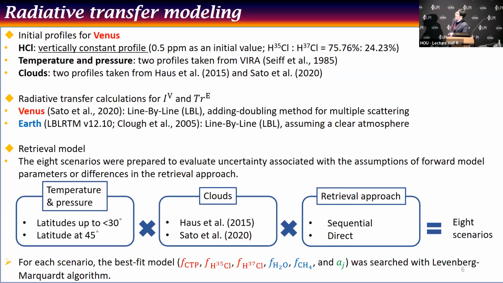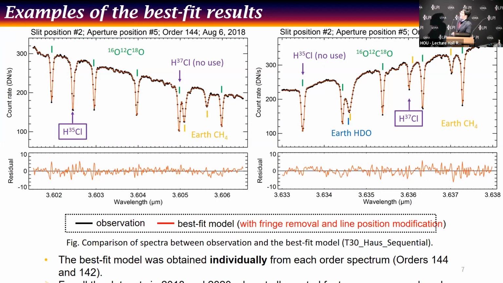And for Earth transmittance, we used another radiative transfer algorithm named LBLRTM under the assumption of a clear atmosphere. In the retrieval model, we prepared a total of 8 scenarios as shown here, to evaluate uncertainty associated with the assumptions of forward model parameters or differences in the retrieval approach. For each scenario, the best fit model was searched with the Marquardt algorithm. Okay, so let's move on to the results.